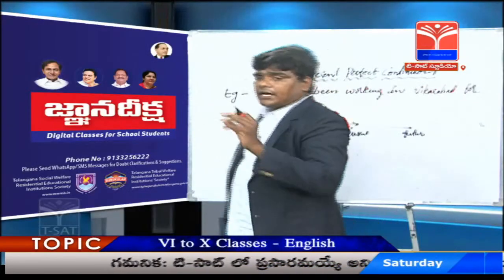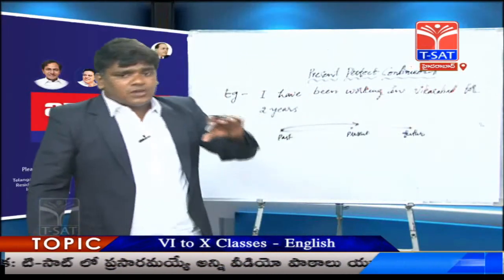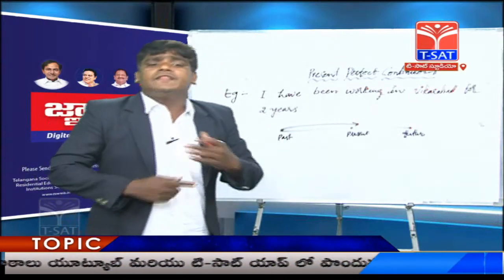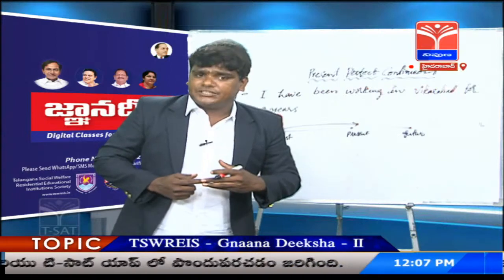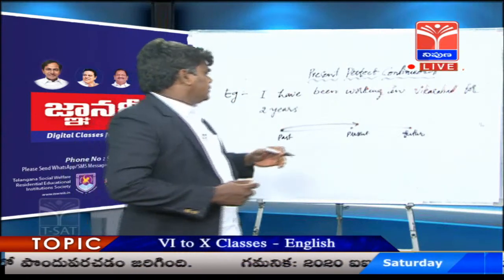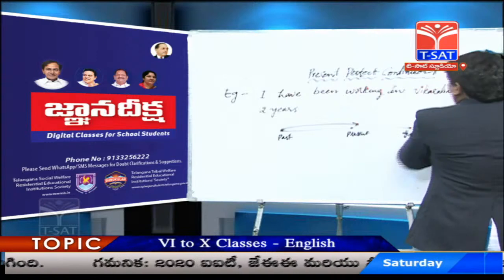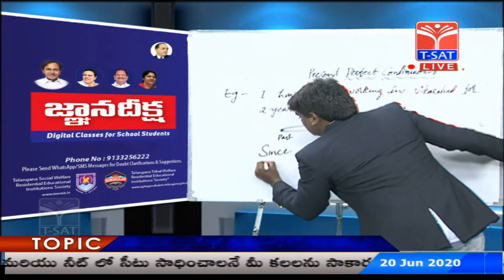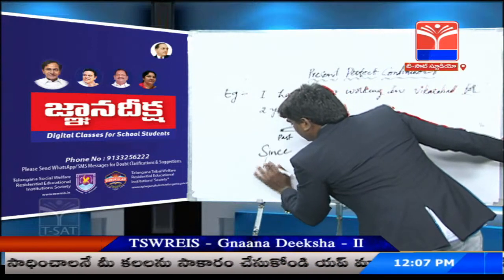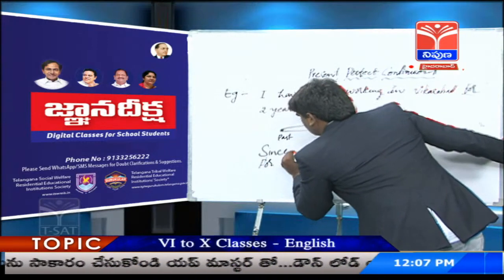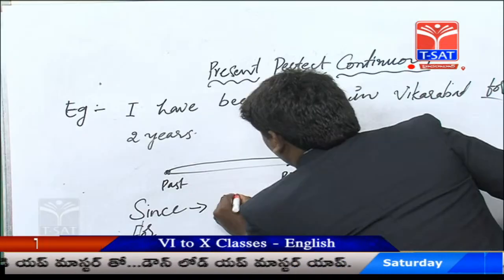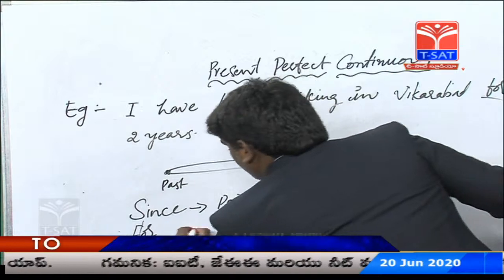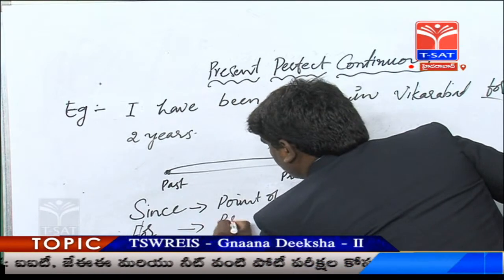So when you are talking about an action which started in the past and still it is going on, in those cases we need to use present perfect continuous tense, and we need to use since and for. A little difficulty for this. Let us see this since and for. Since is for point of time and for is for period of time.